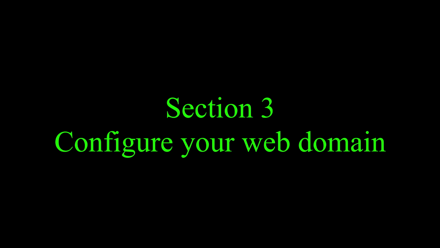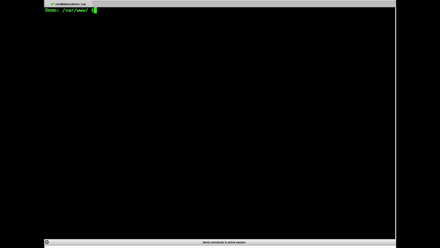Now, we're ready to move on to section 3, which is to configure your web domain. Let's start by creating a directory using your web domain. If you are creating multiple websites on the same server, this helps you to quickly identify where all your pages are stored. Next, let's copy the default configuration and rename it as the new domain that you have set.